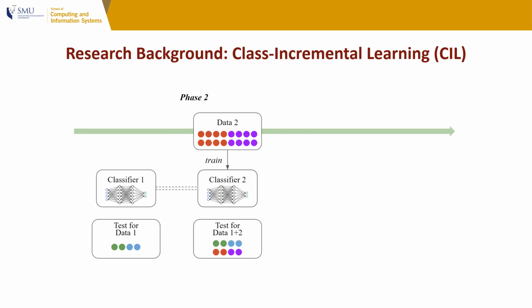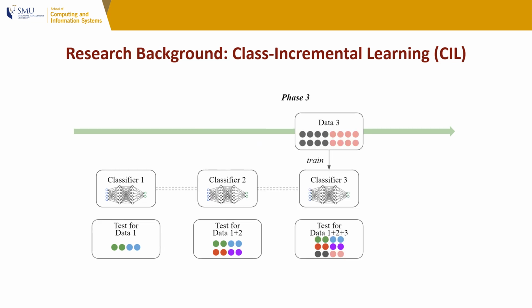In phase 2, data 1 is not available and data 2 arrives. We initialize another classifier 2 using the parameters of classifier 1. Then we train the classifier 2 using data 2 and test it on both data 1 and data 2.